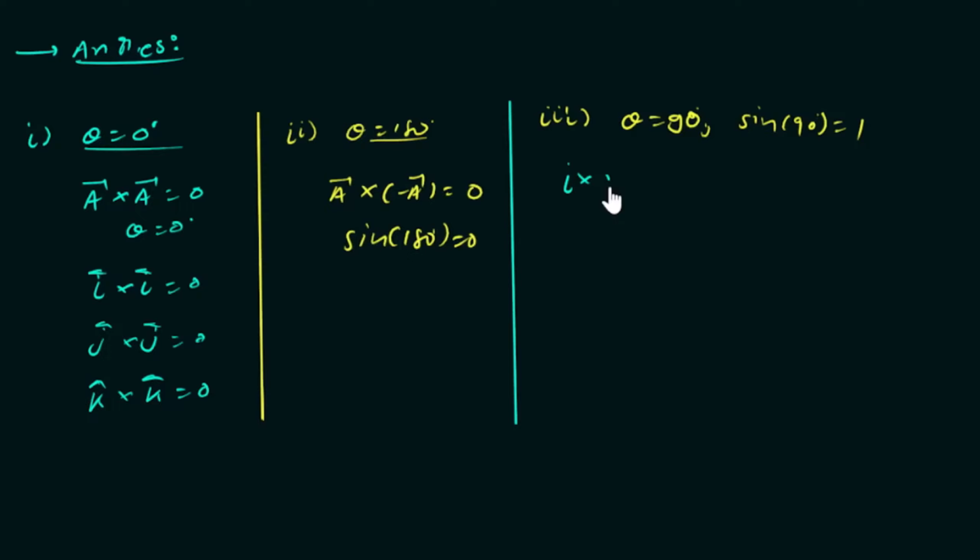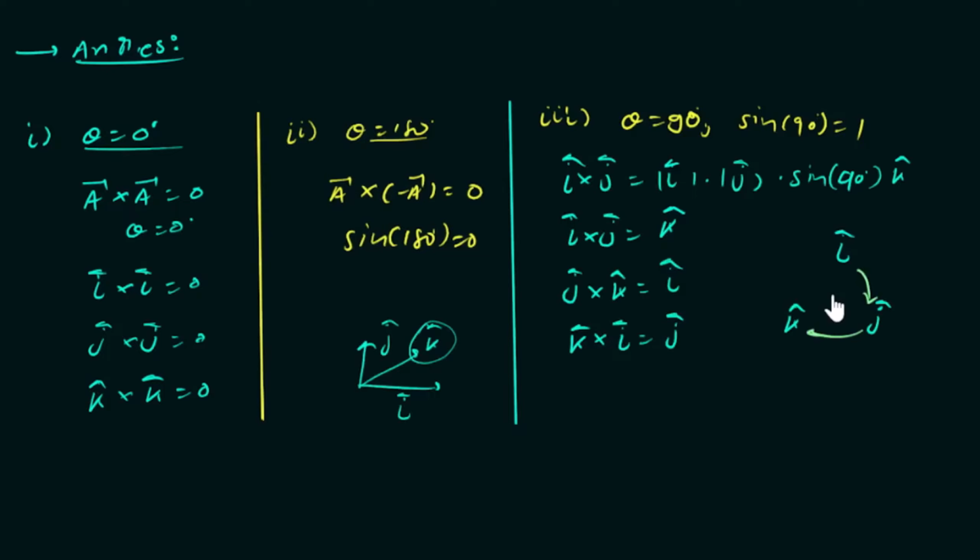So here you can see that for I cross J, the magnitude of I is 1, the magnitude of J is 1, and sine 90 is also 1, so the resultant of I cross J will always be K cap. Secondly, we have J cross K. J cross K will be I cap, and K cross I will be J cap. So here you can say that this is I, J and K. So I can take it clockwise. I cross J is K, J cross K is I, and K cross I is J cap.